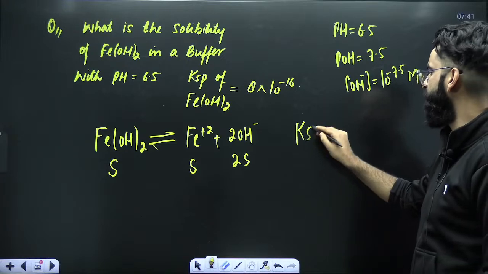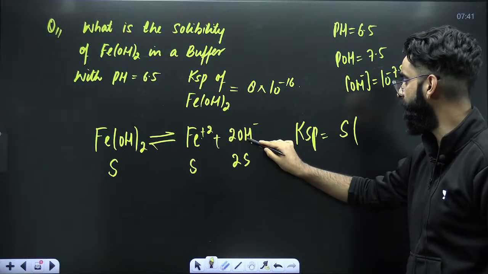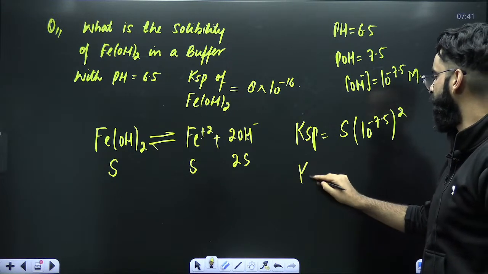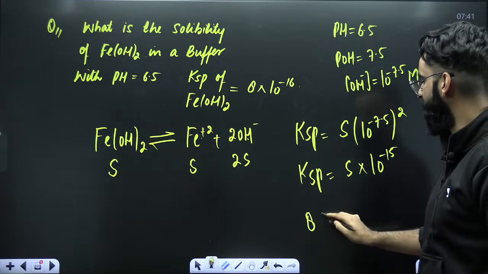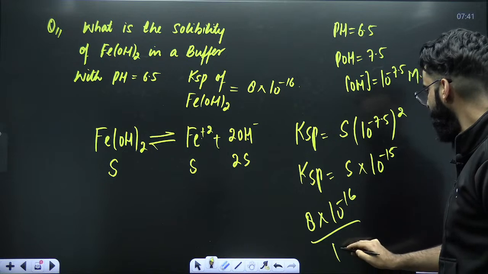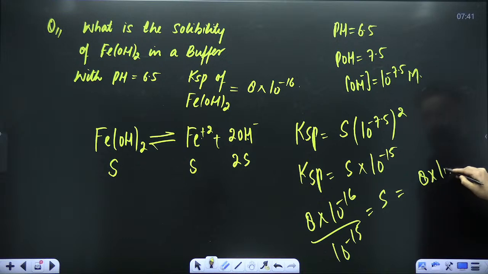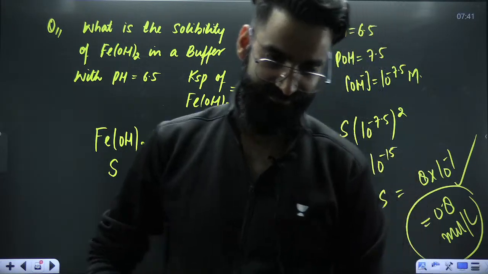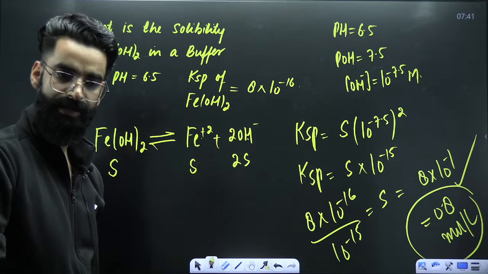So write the expression for KSP. KSP expression is concentration of Fe di positive, that's S, multiplied by concentration of OH negative raised power 2. Concentration of OH negative already we got, 10 raised power minus 7.5, raised power 2. So KSP has to be equal to S multiplied by 10 raised power minus 15. KSP value is given to us, 8 into 10 raised power minus 16, divided by 10 raised power minus 15 is equal to S. So S value is coming out to be 8 into 10 raised power minus 1, or you can say 0.8 moles per liter. So this is the solubility. Clear? Now got it?